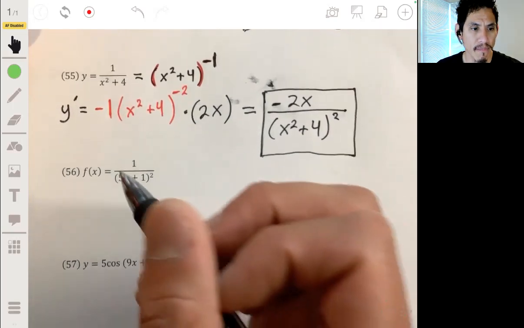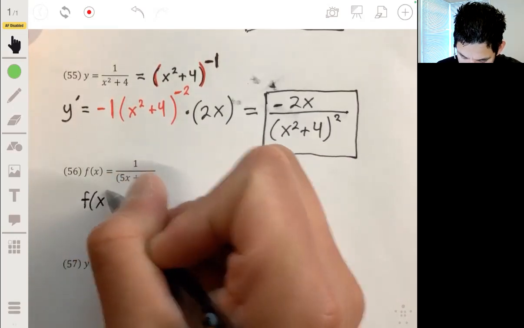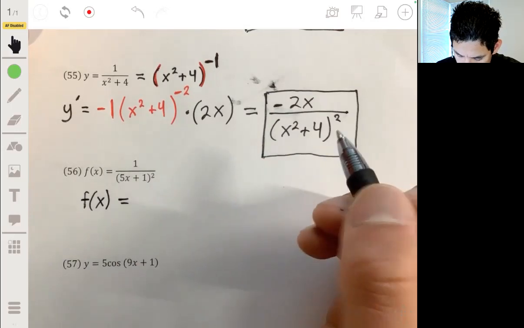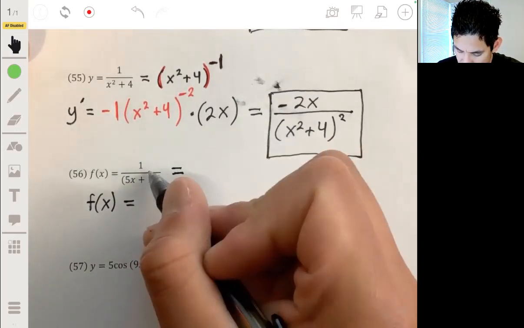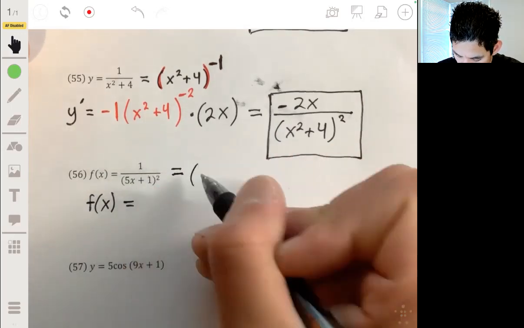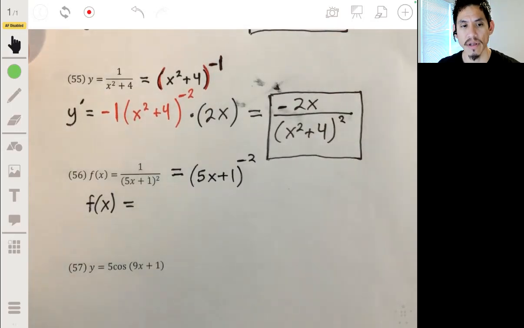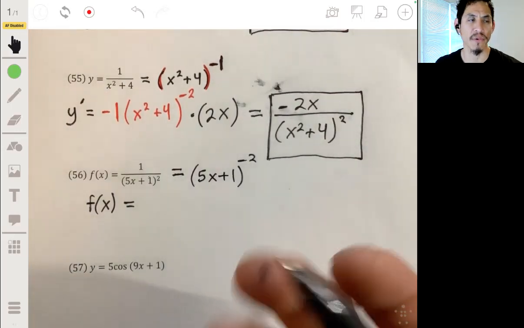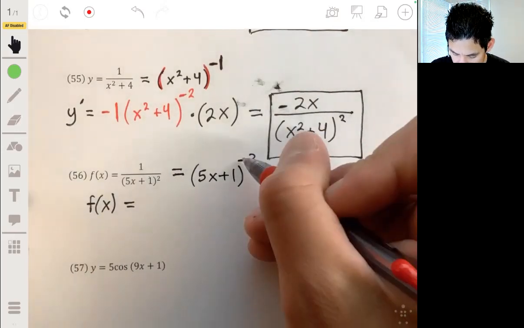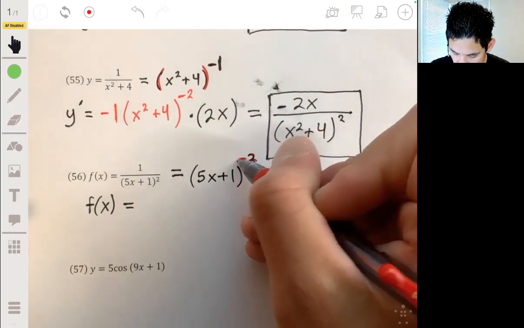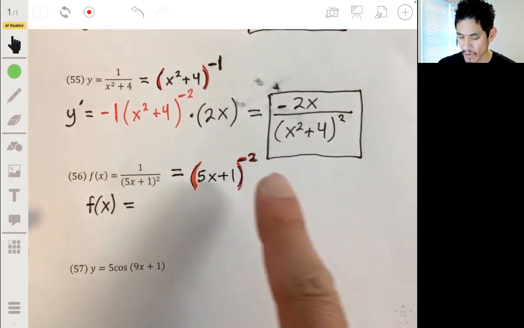All right, next problem. Okay, so again, let's write this as, actually, let me save a line here. This is the same as 5x plus 1 to the negative 2 power. Then again, we don't have to worry about the quotient rule. We can just use the chain rule. And again, the outside function is a negative 2 power. So we're going to use the power rule.